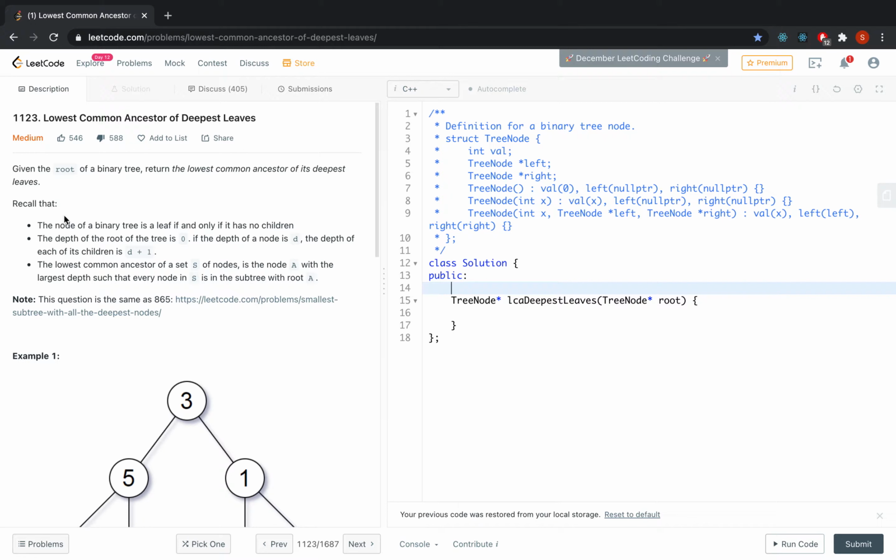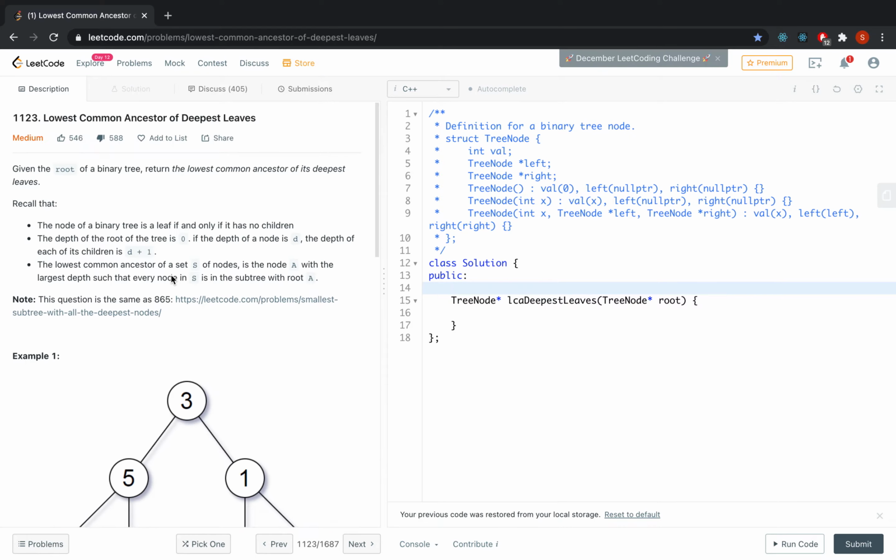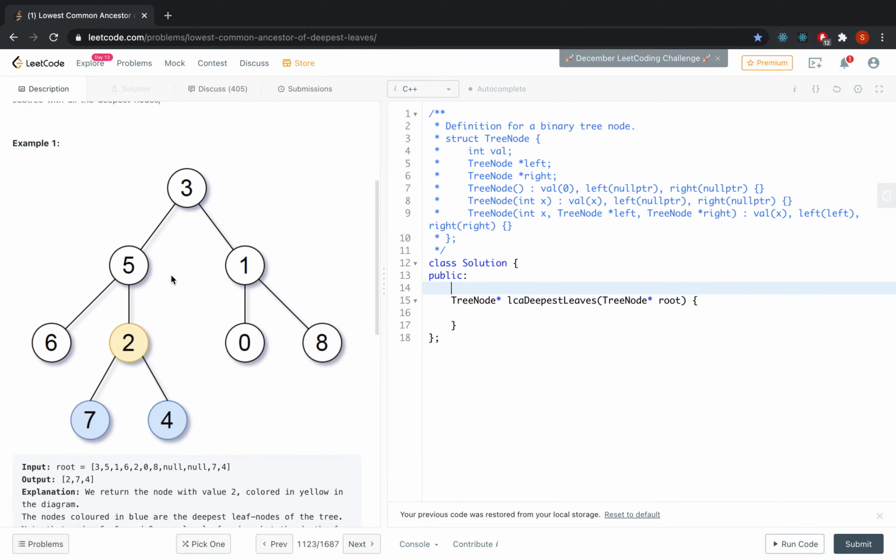So it says the node of a binary tree is a leaf if and only if it has no children. And also the depth of the root of the tree is 0. If the depth of a node is d, the depth of each of its children is d plus 1. And then you're also told that the lowest common ancestor of a set S of nodes is the node A with the largest depth, such that every node in S is in the subtree with root A. So that's really important information. If you did not understand it, pause the video and reread it so that you can understand what it means. And you're also given an example here.